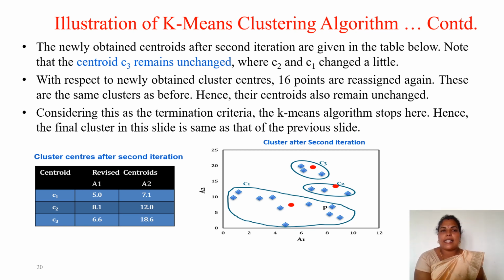Note that the centroid C3 remains unchanged, where C1 and C2 change a little. If you check the values between this table and the previous table, you may notice that with respect to the newly obtained cluster centers, the 16 points are reassigned again. These are the same clusters as before, hence their centroids also remain unchanged. Considering this as the termination criterion, the K-means algorithm stops here. Hence the final cluster in this slide is the same as that of the previous slide.